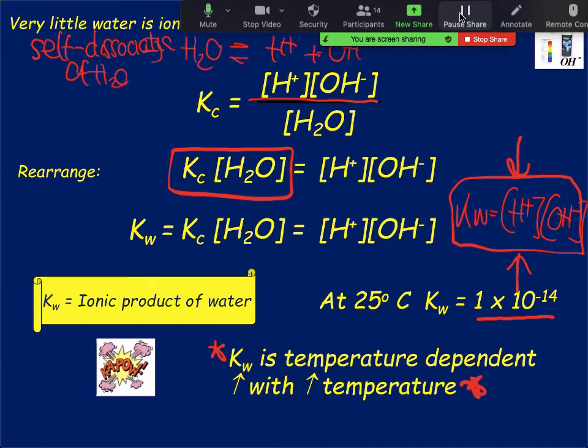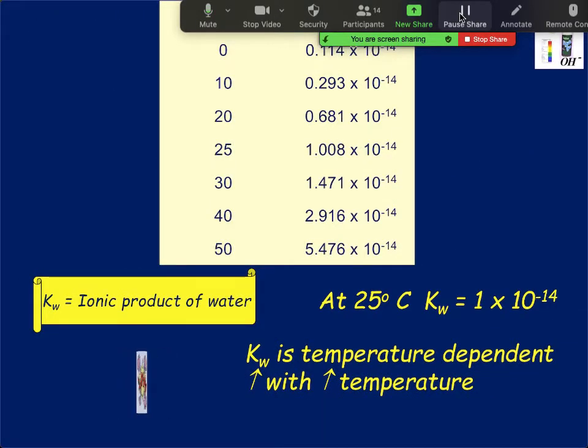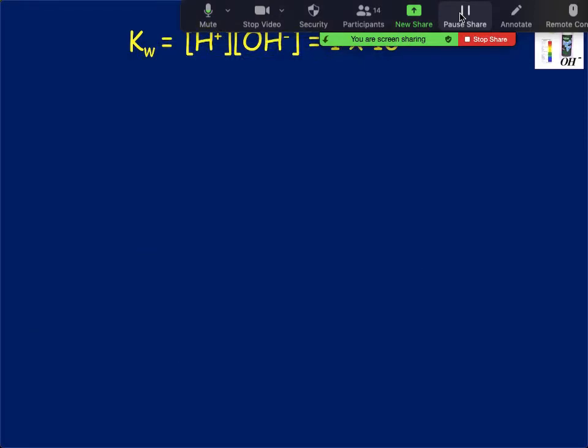So if you just want to highlight for yourself, this is like Kc in that it's affected by temperature. As you increase temperature, Kw increases. This is just showing you that if you were to increase your temperature, this number here is getting bigger. So it is temperature dependent.